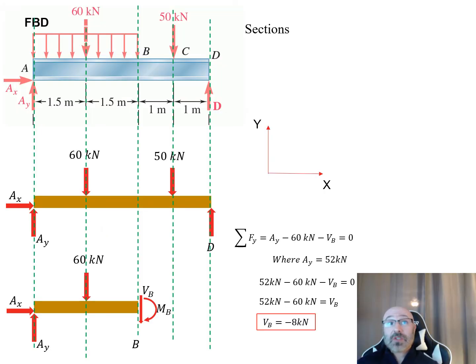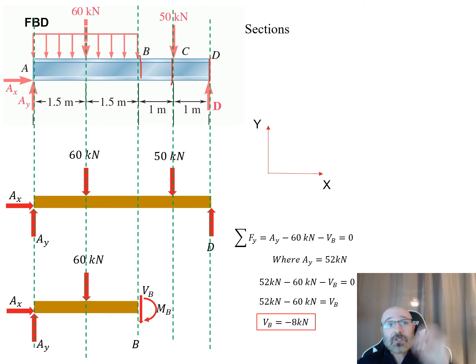So the next thing we want to do is section this member out at individual parts. We'll section it at B, at C, and at D. We'll draw the free body diagrams at each of those, and then we'll do our equilibrium equations in order to find our shear values that we're going to use to create our shear diagram.